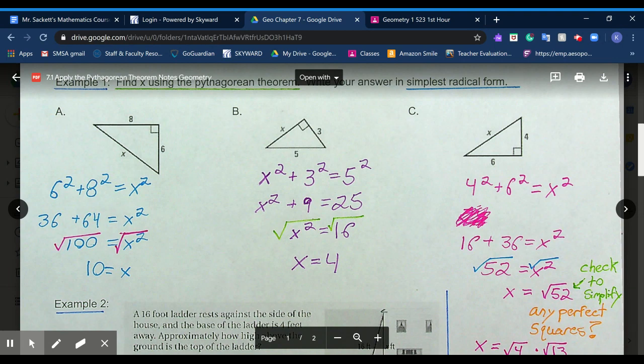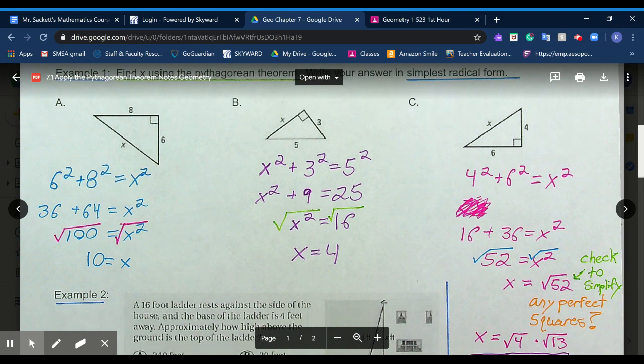So our initial setup is 4 squared plus 6 squared equals x squared. So 16 plus 36 equals x squared. 52 equals x squared. So x would be the square root of 52. Now this is where we need to see if we can simplify the square root of 52. So what we want to do is check to simplify what's inside the radical.